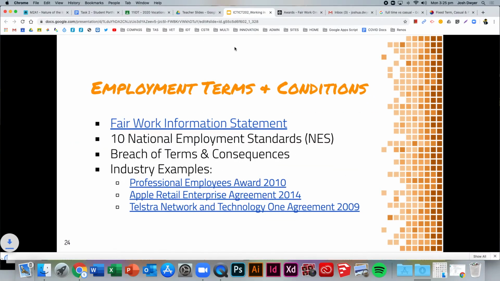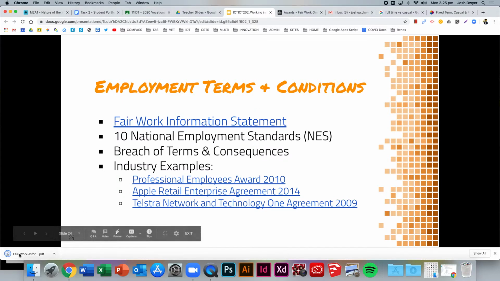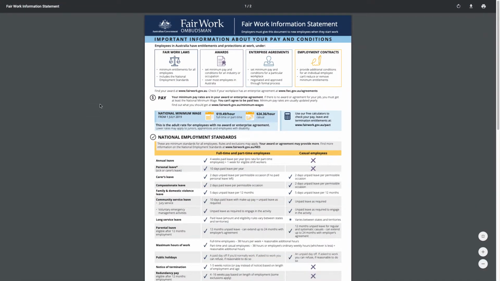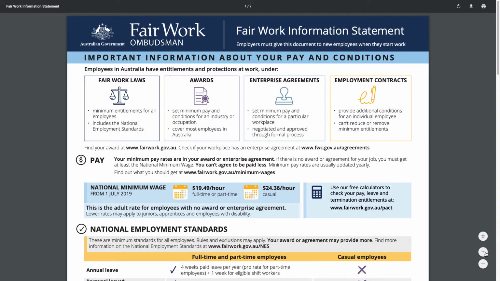Well, the first one that you want to know is the Fair Work Information Statement, the FWIS, as it is sometimes called. Now, this is a document that comes from an organisation called Fair Work Australia. They're a government body. They are responsible for making sure that everyone gets a fair go at work. And it gives some really clear details about what you need to do in order to make sure you're giving your employees a fair go when they're working for you.